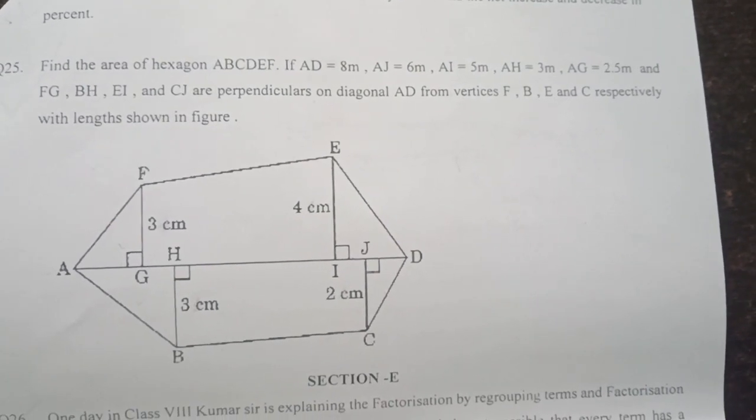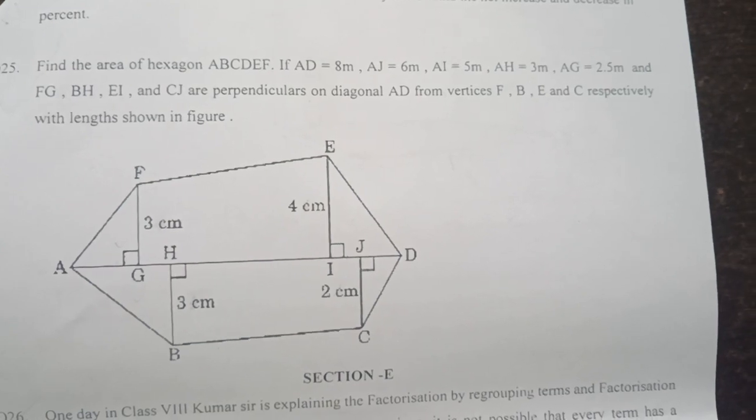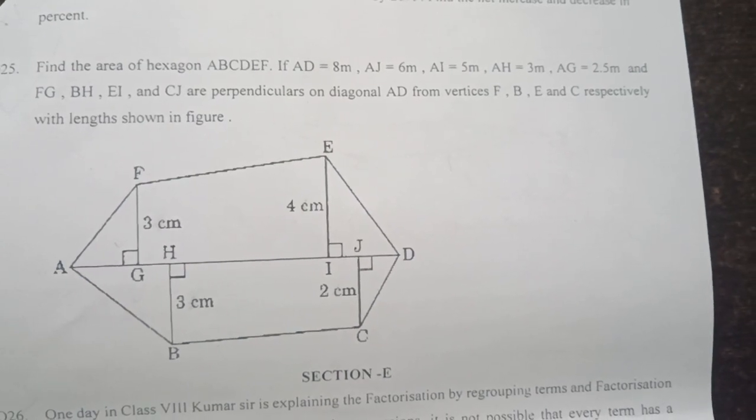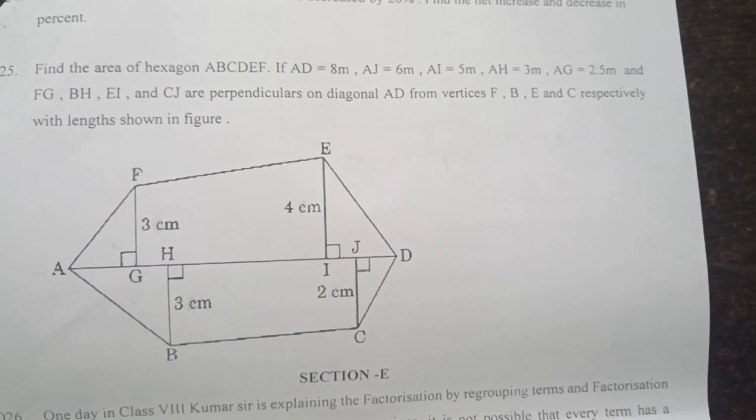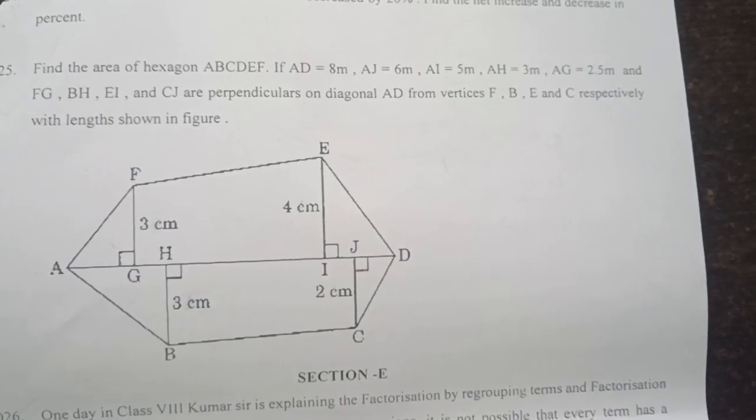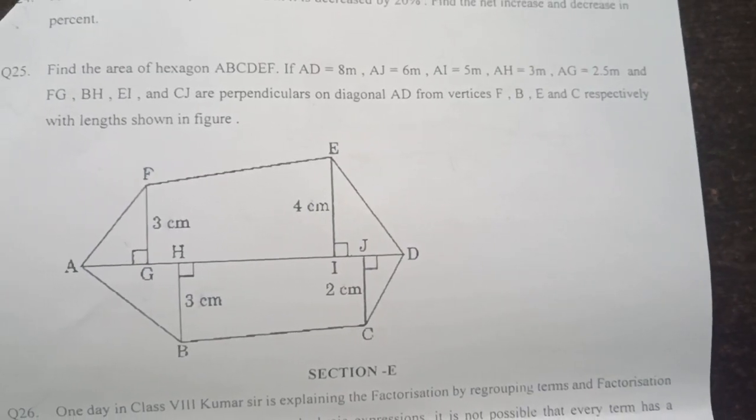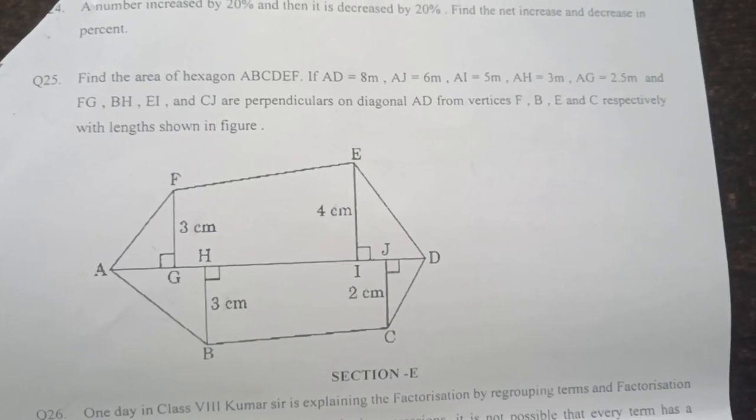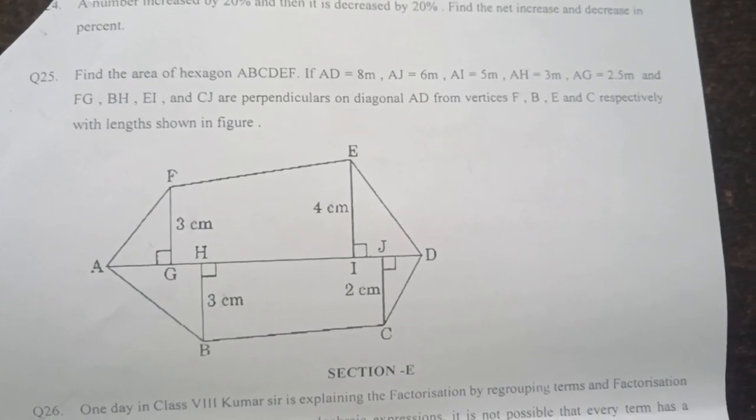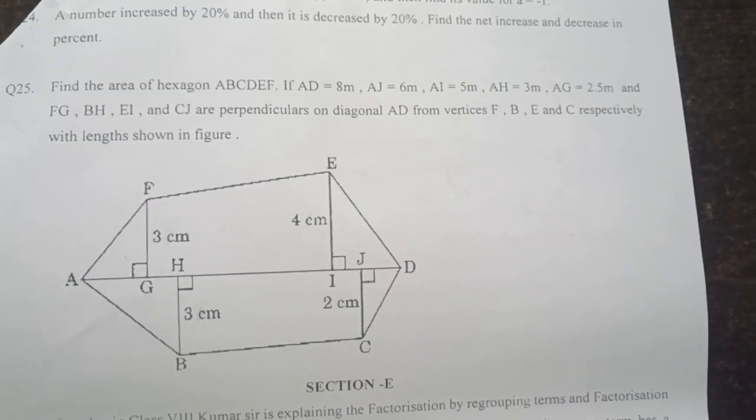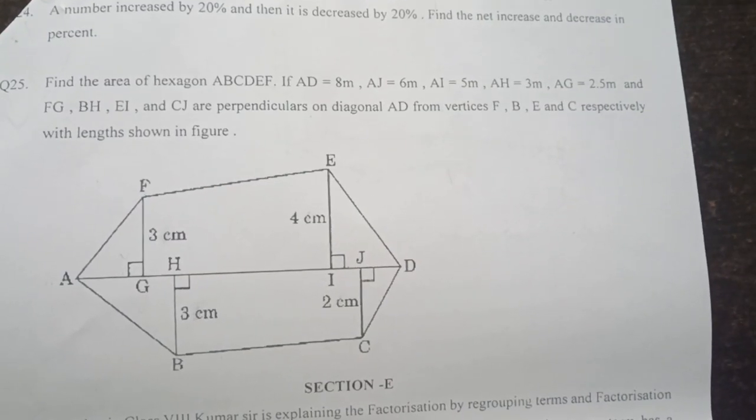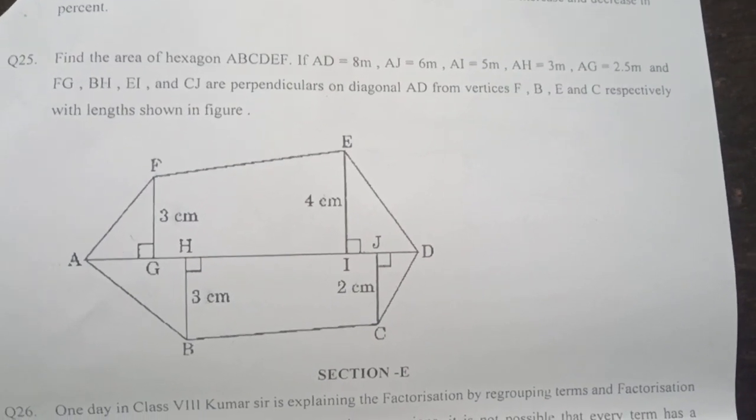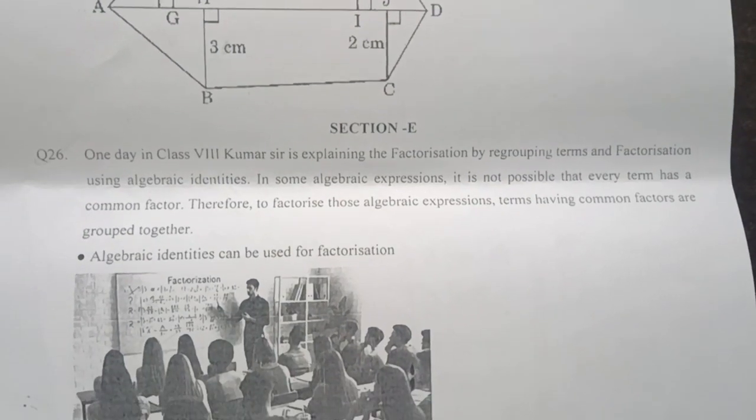Next question is, find the area of hexagon ABCDEF if AD is 8 meter, AJ is 6 meter, AI is 5 meter, AH is 3 meter, AG is 2.5 meter, and FG, BH, EI and CJ are perpendiculars on the diagonal AD from vertices F, B, E and C respectively with lengths shown in the figure. Right. Now we come to section E.